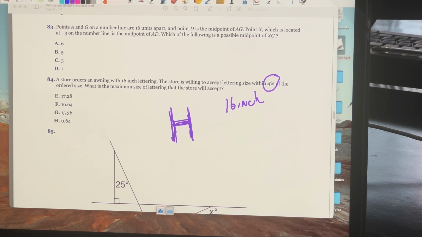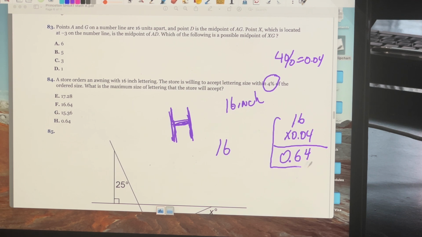then he'll take the order. Meaning, if it's 16 inches is what he wants, what is 4% of 16? Well, if you multiply that, and 4%, by the way, is 0.04, so let's multiply that and see what happens. So 4 times 6 is 24, carry 2, 64, right? And we want 2 decimals.